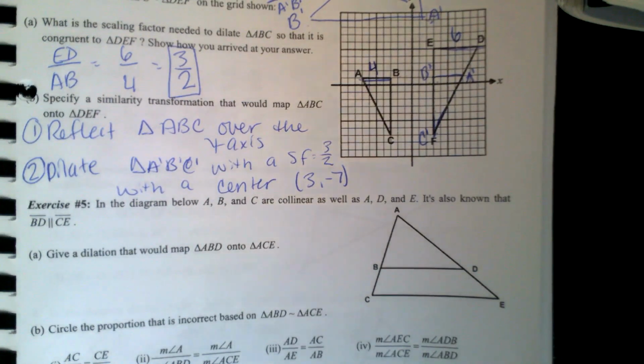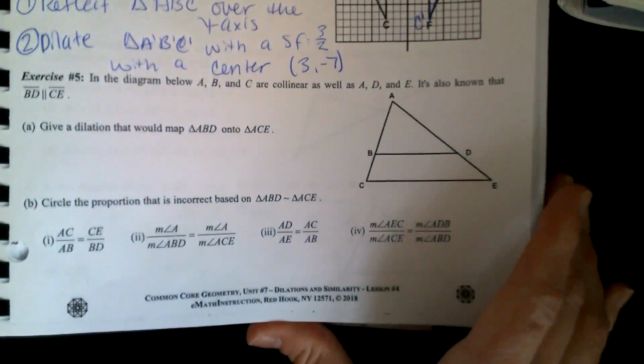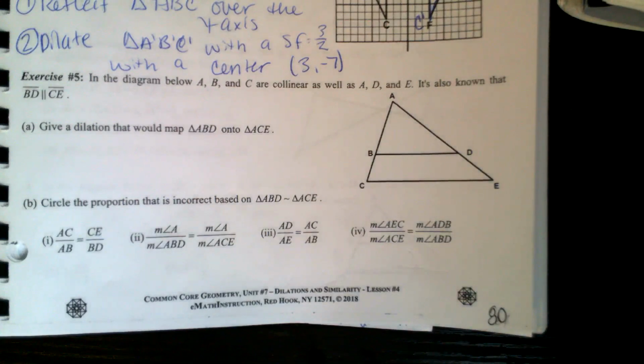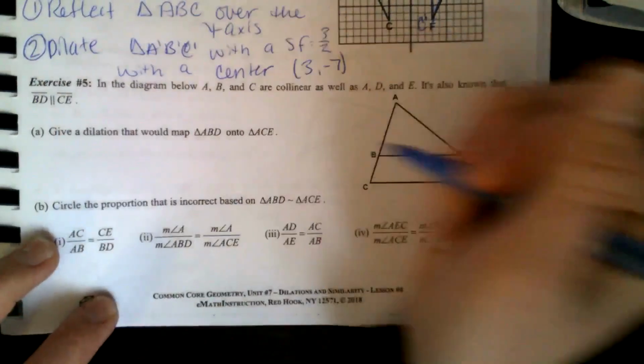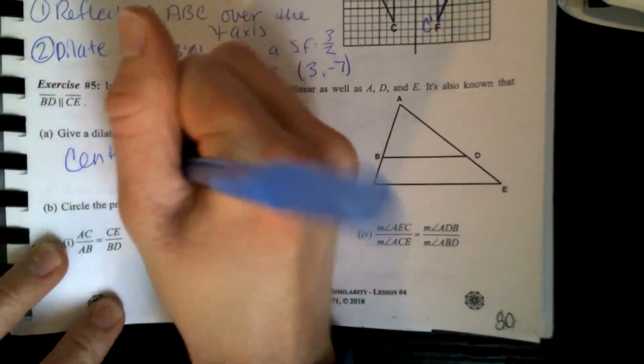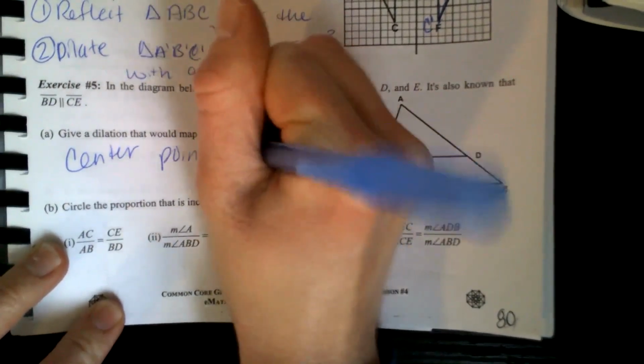All right, so let's take a look at exercise 5. So in the diagram below, A, B, and C are collinear, as well as A, D, and E. It is also known that BD is parallel to CE. And we want to give a dilation that would map triangle ABD onto ACE. Okay. So our center is point A.